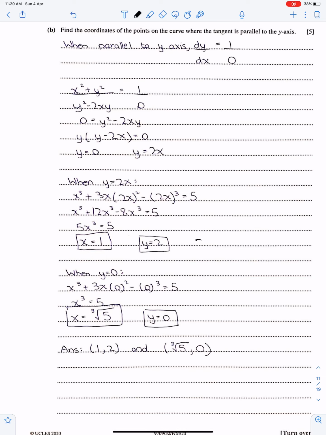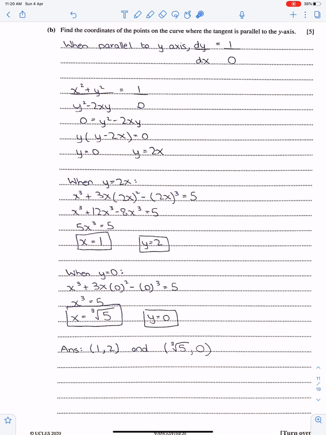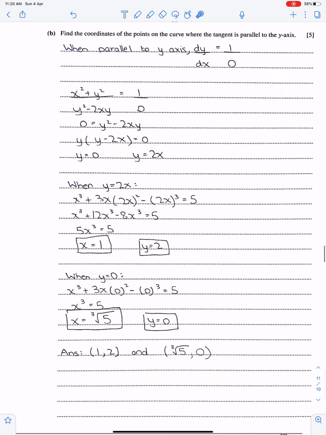Okay, the point is mentioned here. And when y is 0, you are getting this and this. So these are the required coordinates of the points at which the tangent is parallel to the y-axis.